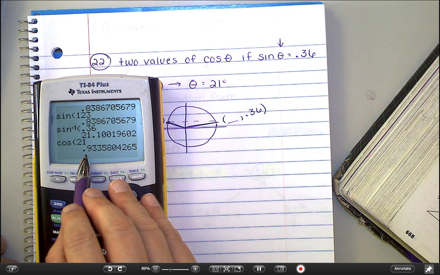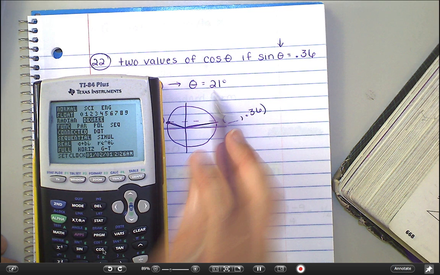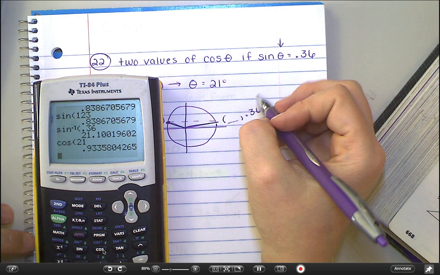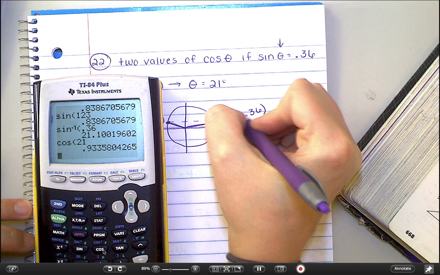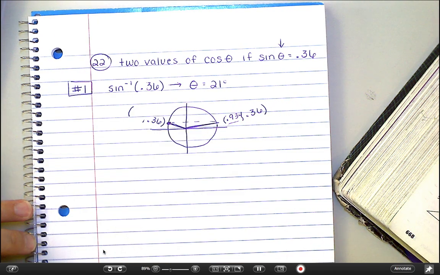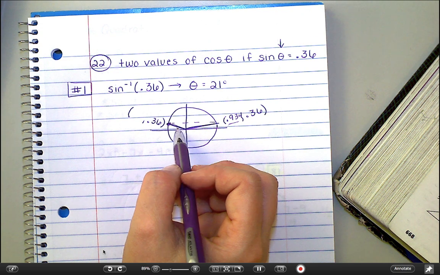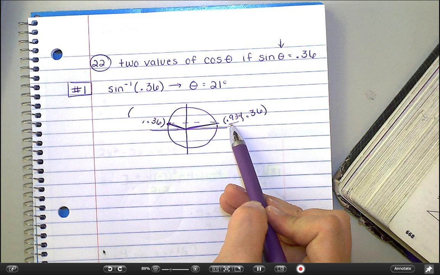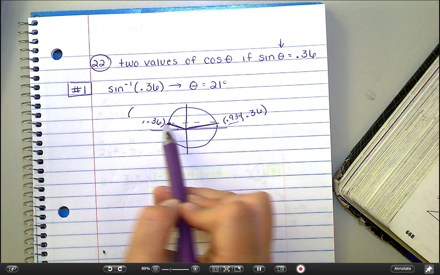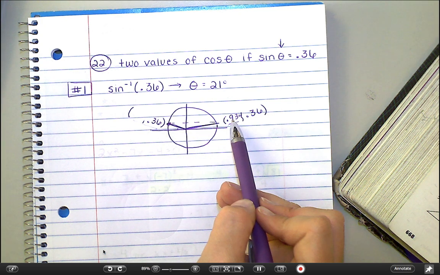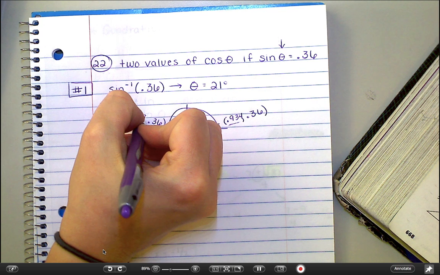Well, cosine of 21 degrees, let me make sure I'm in degrees here. I'm in degrees because this was a degree measure, is 0.934, okay? And so we could work backwards and figure out what this angle is and find the cosine of it, but we don't actually have to, because if you know the relationship between these two and this point over here, this coordinate is going to be exactly the same, except that it will be negative 0.934.